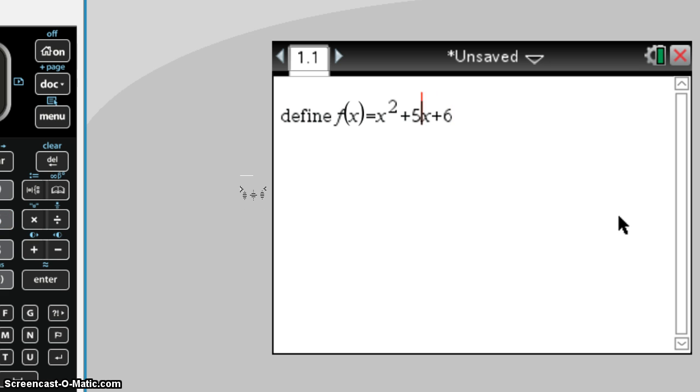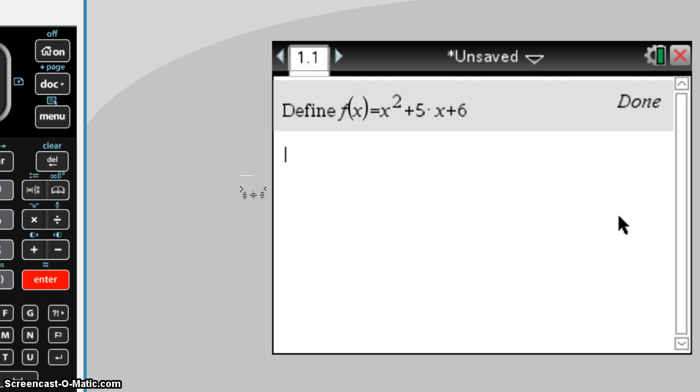The reason I've got f of x here is because this is the calculator's way of saying y. Y equals, so f of x, that's the way they're doing it. I can explain that more to you a little bit later if you want. I push enter and it should say done. Now every time I push F, it should come up in bold to say it remembers that that is the graph that we're looking for.